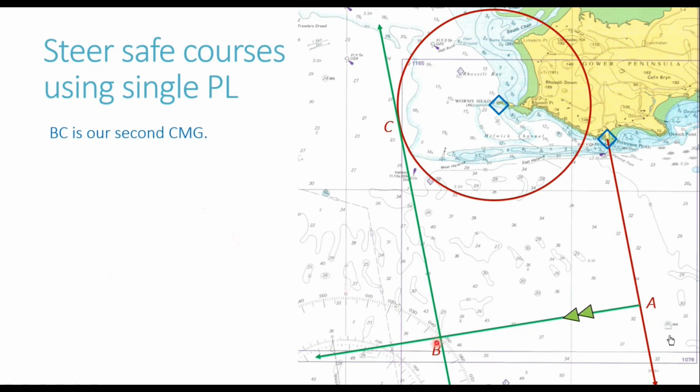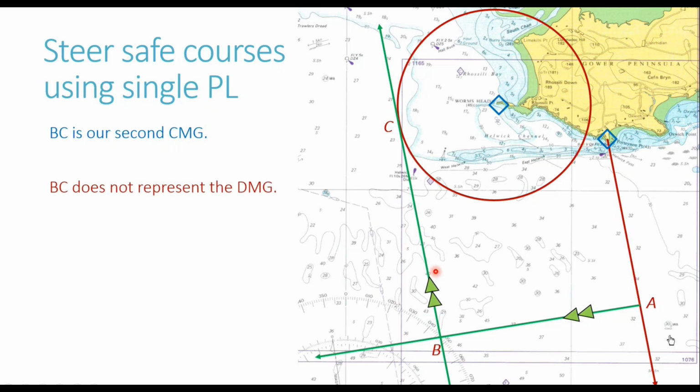Okay, now this line Bravo to Charlie, BC, is our second course made good. This is our second course made good. Let's mark it with 2 arrows. So I have marked the second course made good Bravo Charlie with 2 arrows.